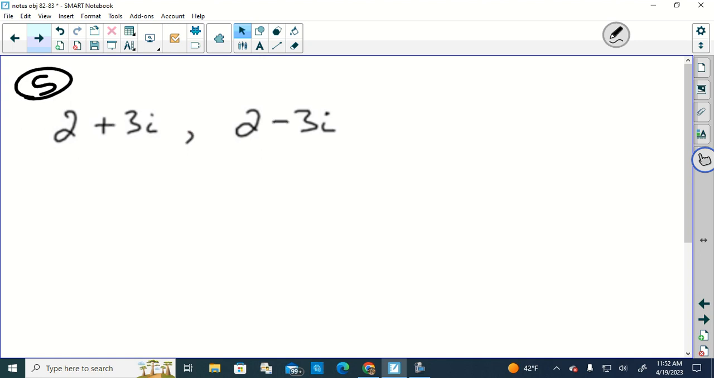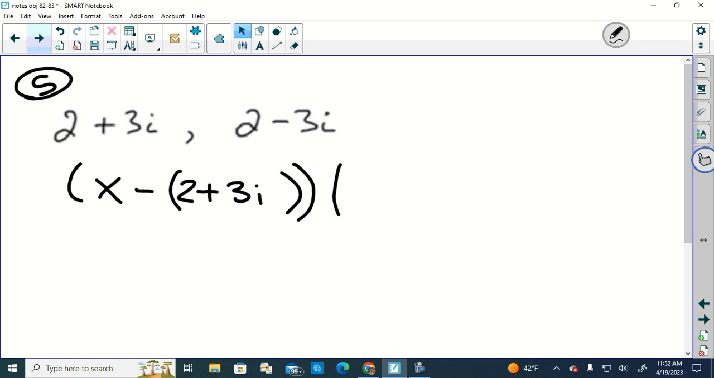Okay, so keeping in mind the x minus the answers, I'm going to plug these in. So this is going to be x minus my answer. My answer that I'm plugging in here is 2 plus 3i. Now I'm doing the same thing with this other one, because remember we have the 2 sets of parentheses. So I'm going x minus, and I'm plugging in my answer, which was 2 minus 3i.